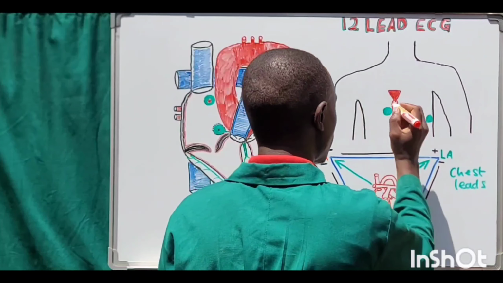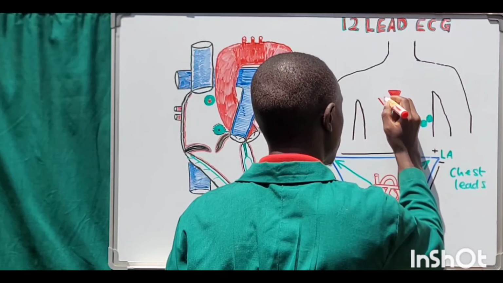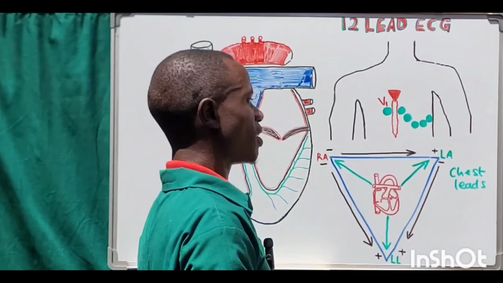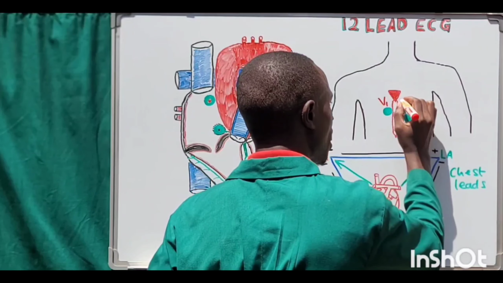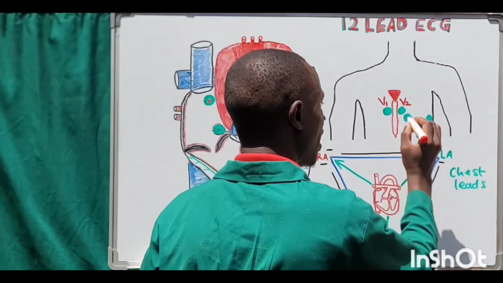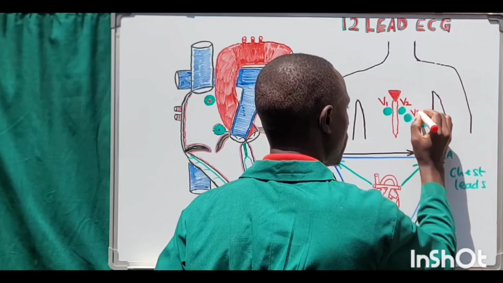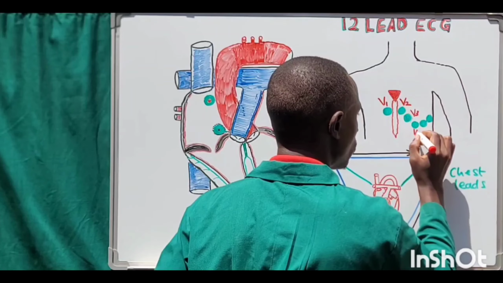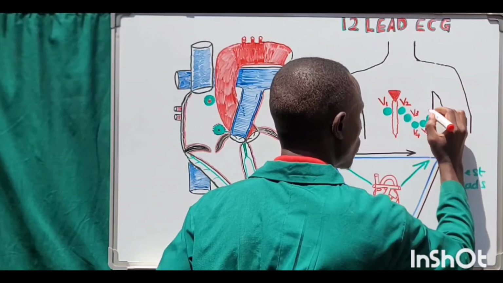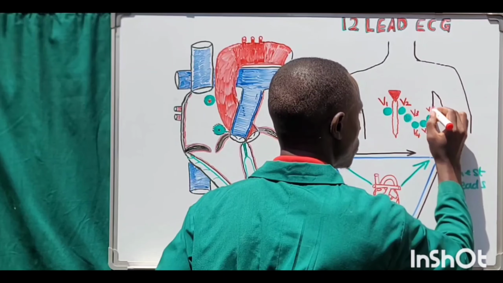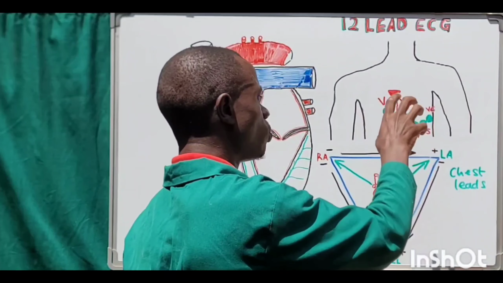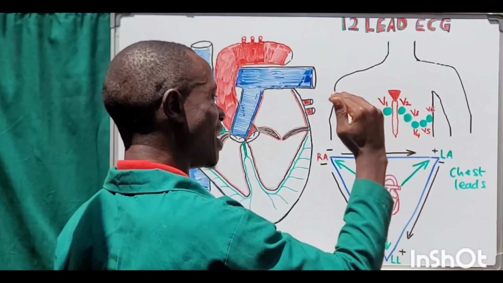Okay, the first one is this one which we are calling V1, which is put on the right side of the sternum, and then this one is our V2, which is put on the left side of the sternum. This one here is V3, and then this one here is our V4. This one here is our V5, and then this one here is our V6.